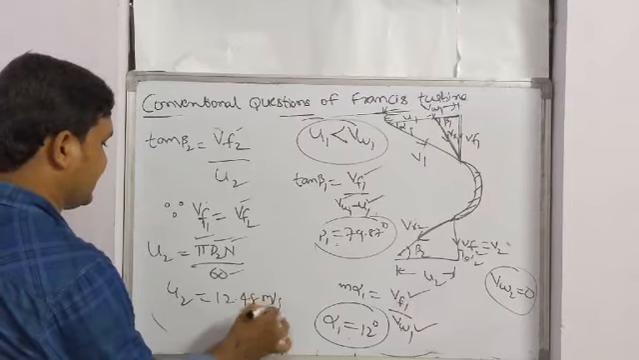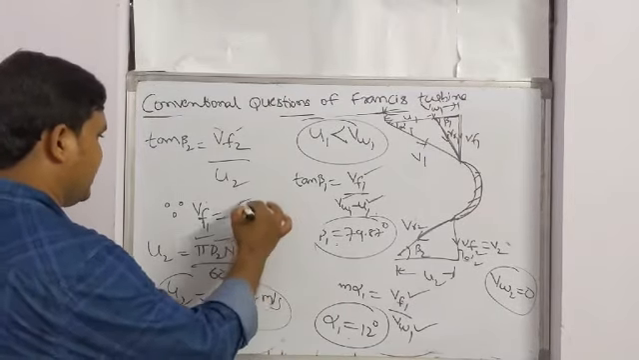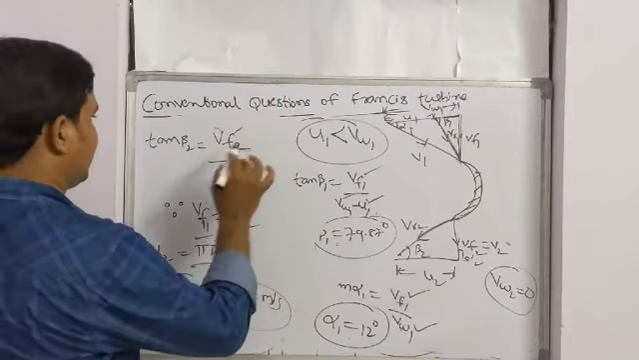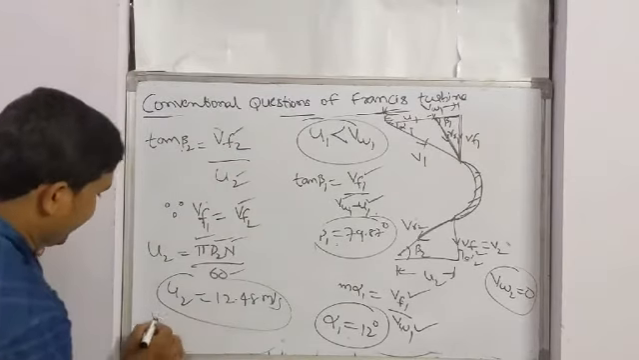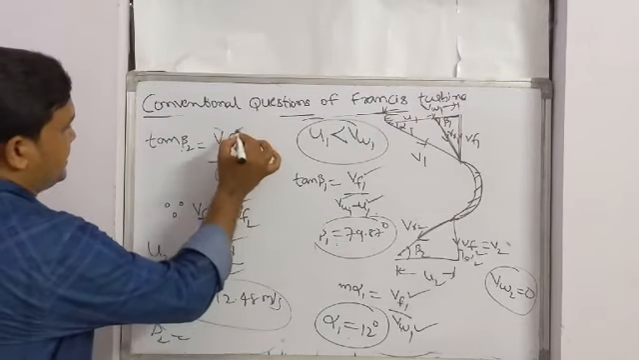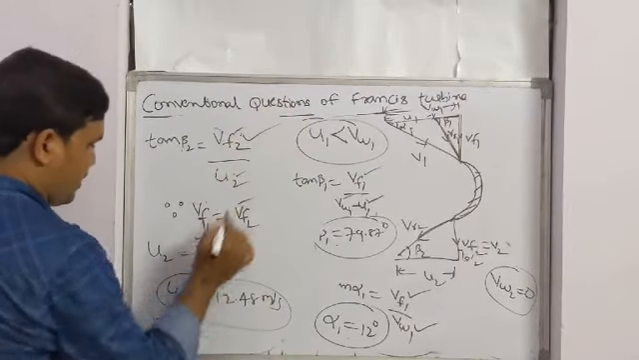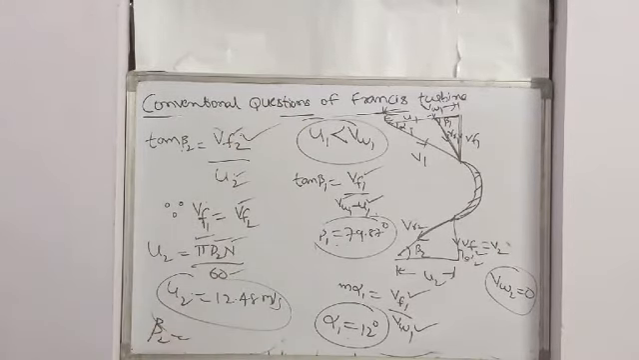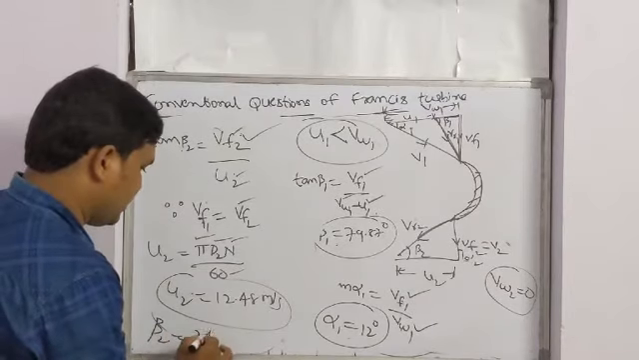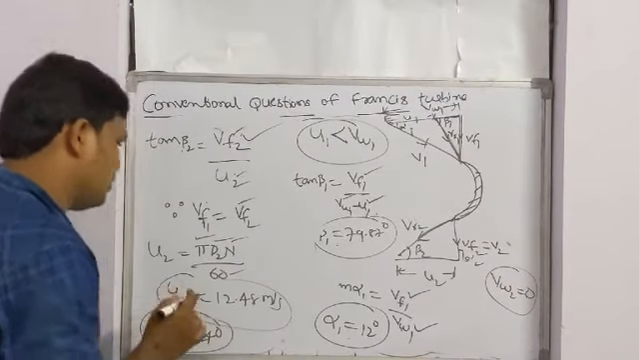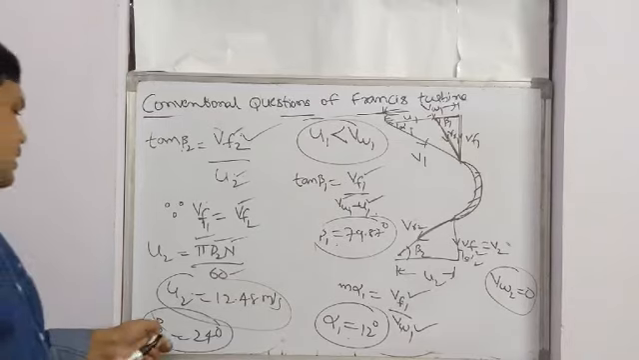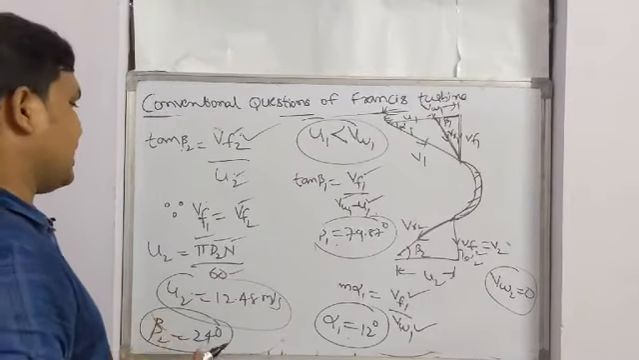Then substituting all of this, u2 we got as 12.48 meters per second. So Vf2 we know, u2 we know, and by substituting all of these, beta 2 we got as 24 degrees. So this is the runner blade angle at exit.